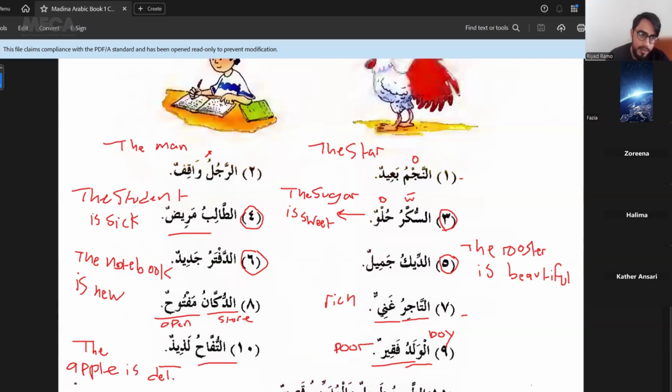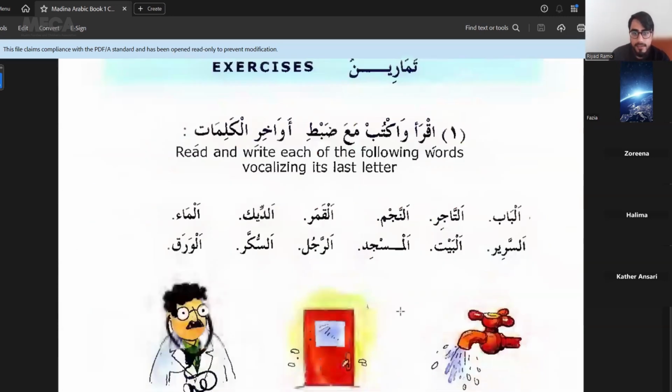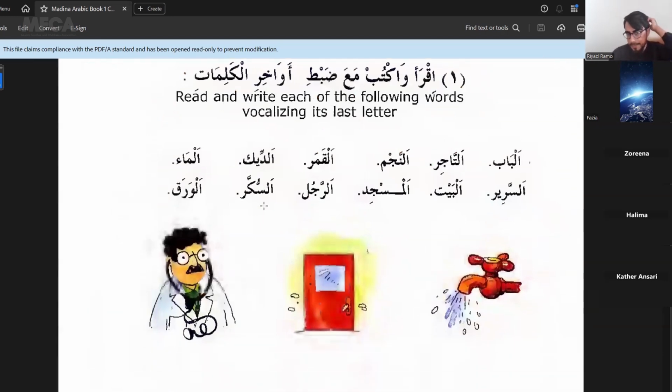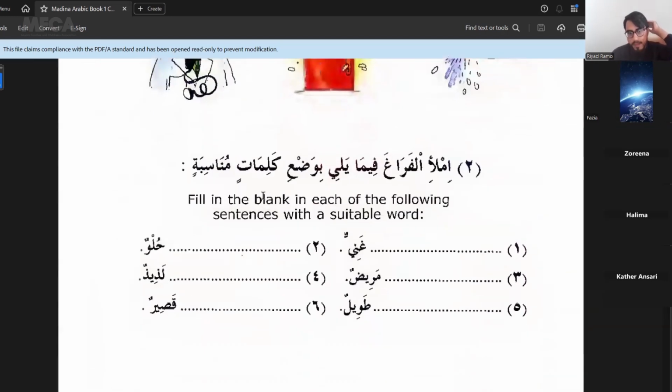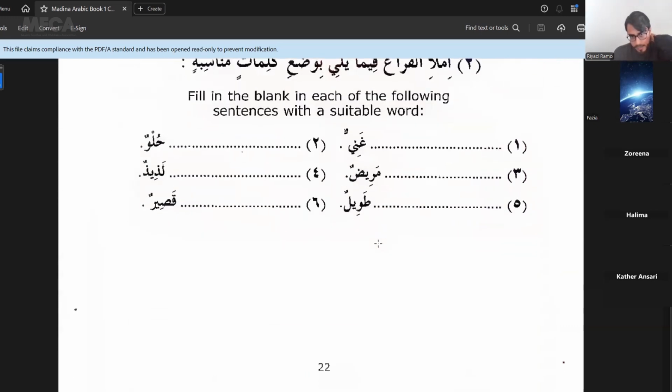The apple. I gotta learn all those words. The apple is delicious. Okay? Done. All right, so let's keep going because we only have 20 minutes left. Okay, so we'll skip this. It's okay. We'll also skip this. It's the same words we did, just asking us to complete the sentences.